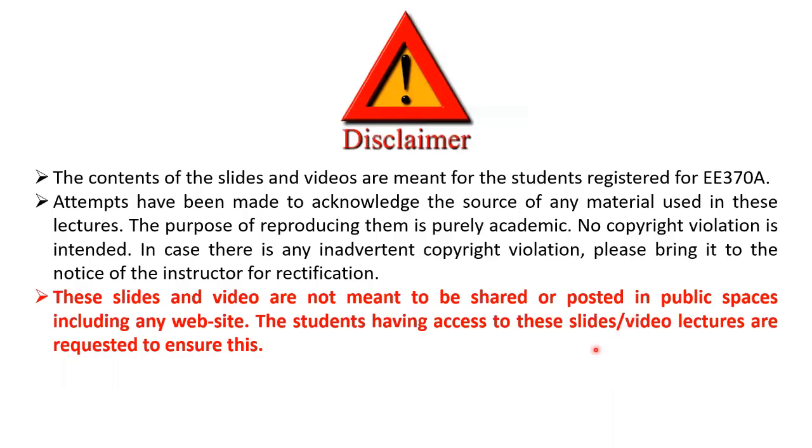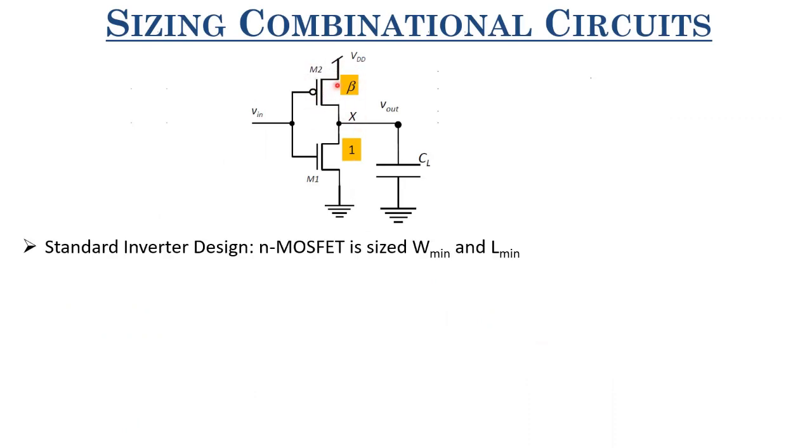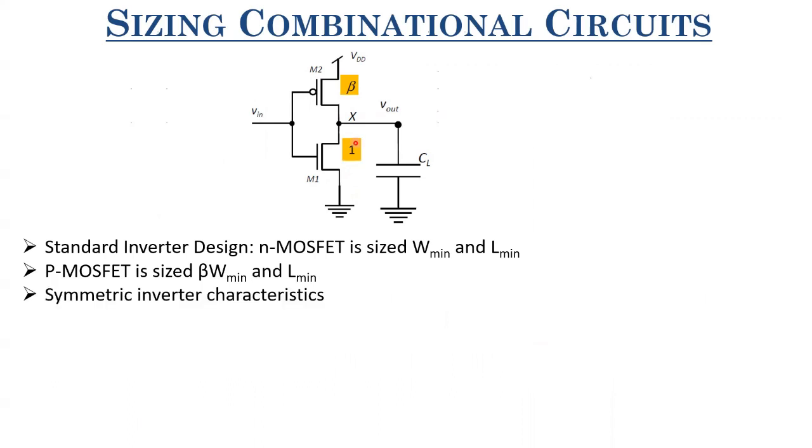The disclaimers remain the same. So let us discuss how we exactly size these combinational circuits. You remember from our discussion on the CMOS inverter that if NMOS is sized as W min and L min, then in order to have a symmetric inverter VTC, in order to equalize the TPLH and TPHL, we increased the width of this PMOS. We used a width of beta times W min. Why so? Because the mobility of holes is smaller as compared to the mobility of electrons. And beta is precisely that ratio, the ratio of the equivalent resistance, and for iso VT, it's equal to the ratio of mobilities. So that is what we did in the case of the CMOS inverter.